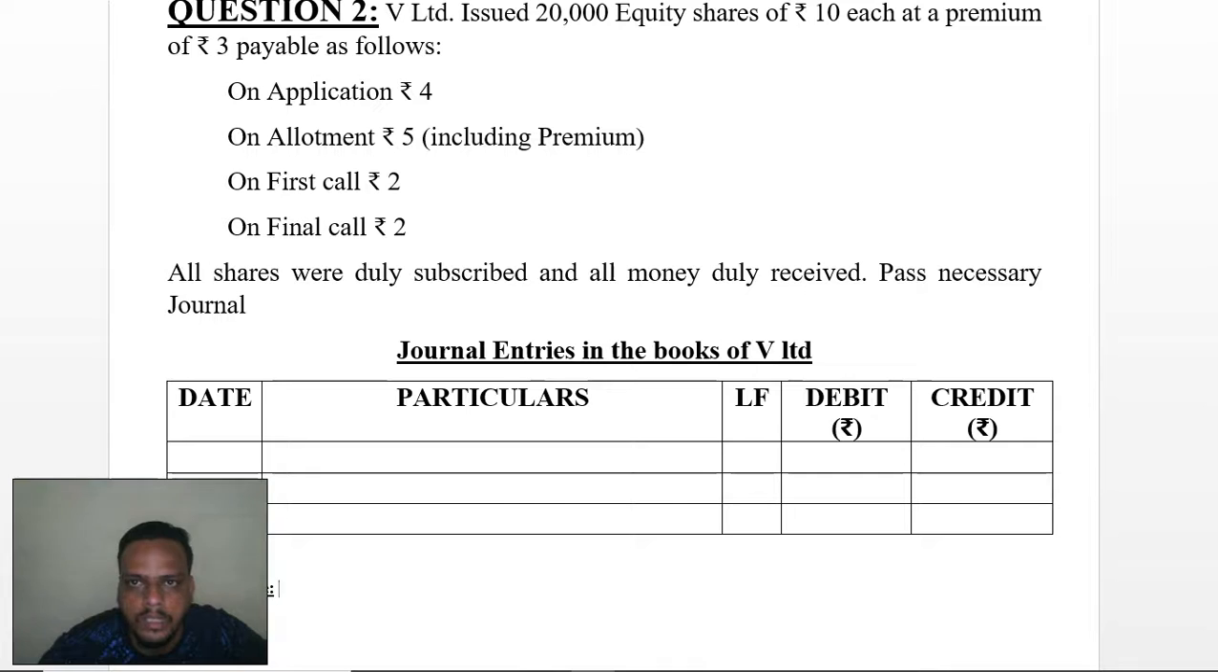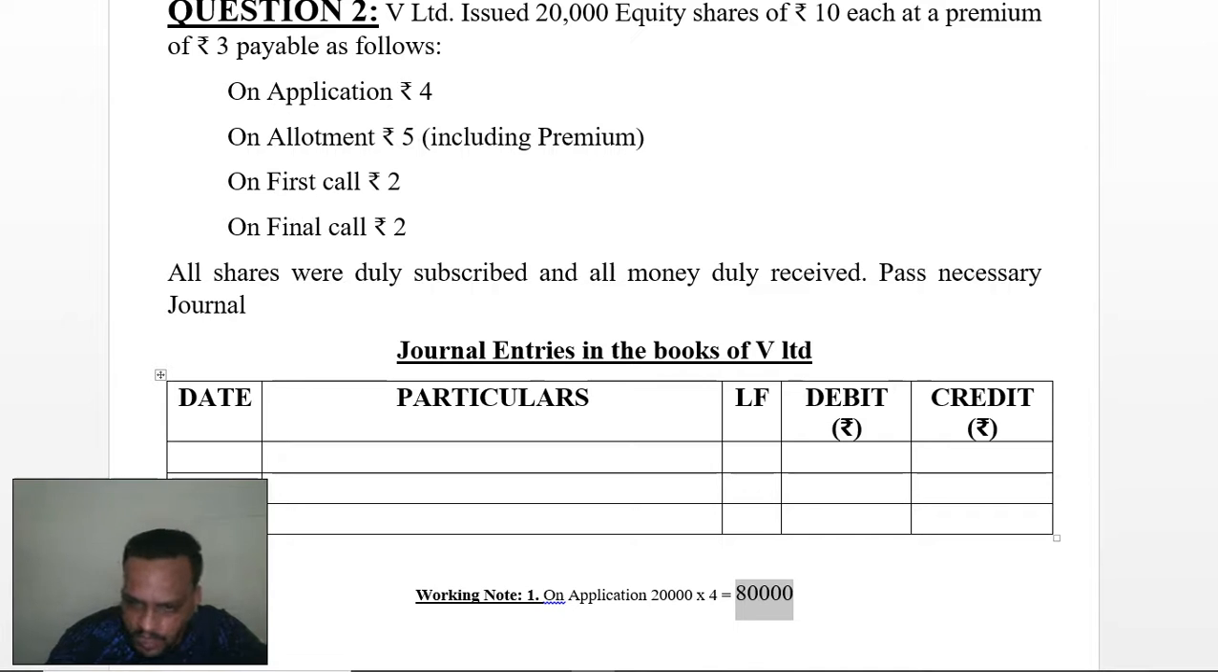This time I will not go with the equity shares by multiplication. We will directly start with the concept. On application, as you know, 20,000 shares have to be issued. So on application, 20,000 shares multiplied by 4 rupees. You are too good with the calculation, so 4 twos are 8, meaning 80,000 rupees has to be received on application. Whereas we are going with the allotment.